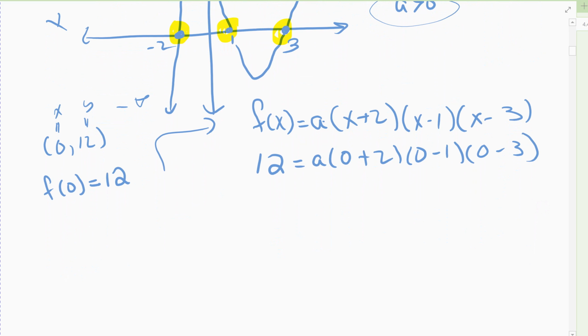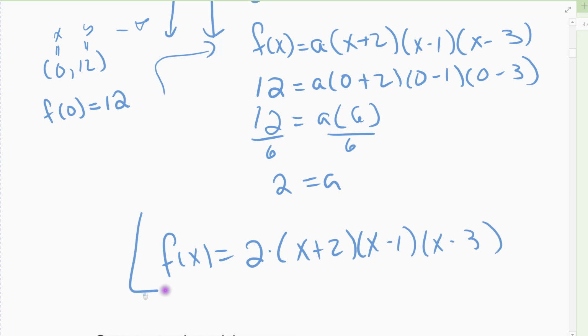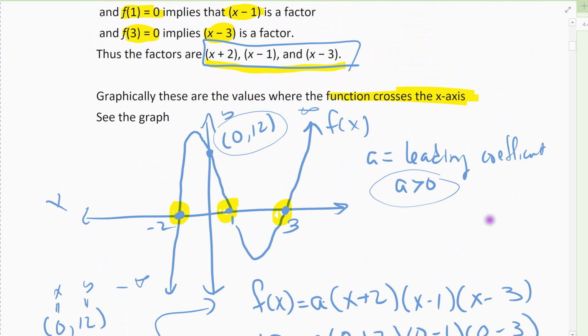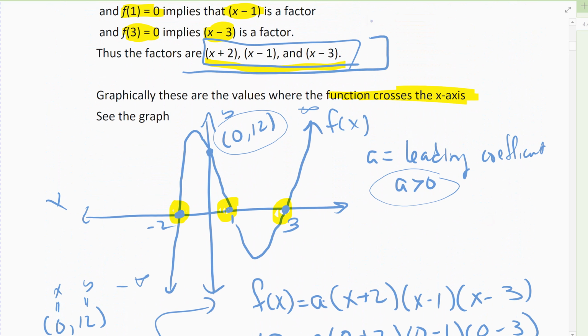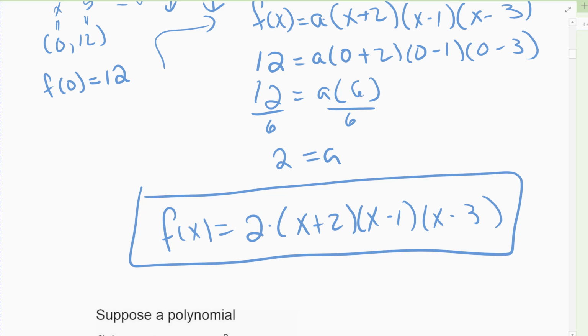Alright, now I multiply it out, and so I solve for my a. So I've got a times, well, negative 1 times negative 3 comes out positive 3, times 2 comes out 6. Divide out by 6, and that means the leading coefficient was 2. And so my function, f of x, was 2 times x plus 2, x minus 1, x minus 3. There is the function that has the factors x plus 2, x minus 1, x minus 3. If I plugged in each of those, it will come out to 0.